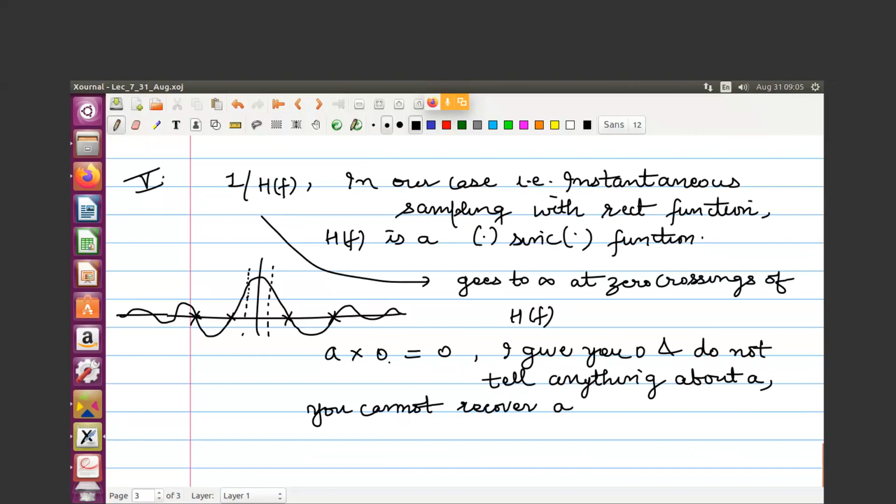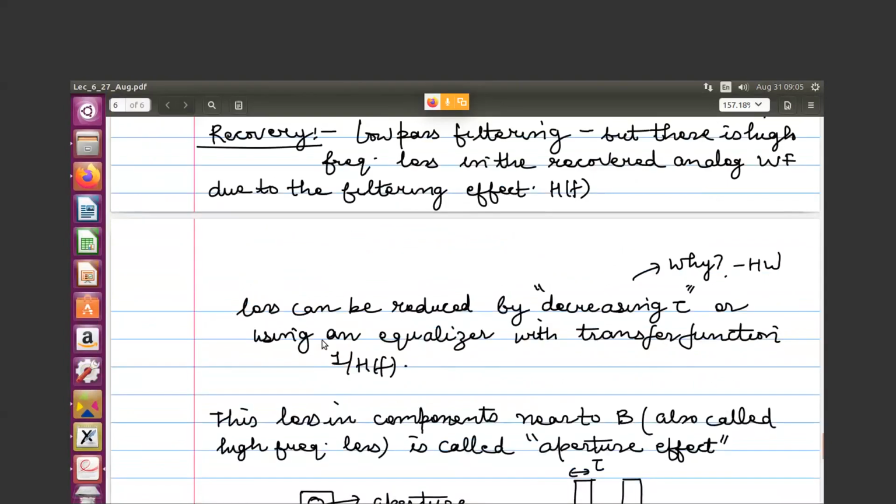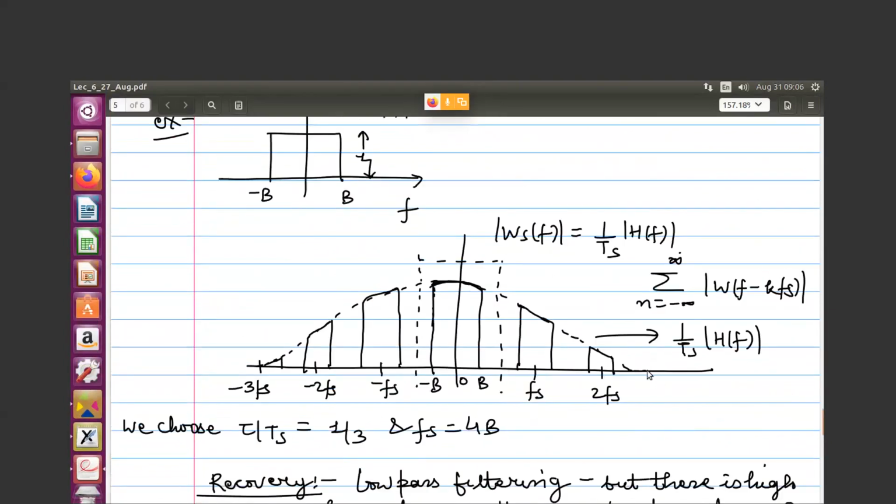Why? Because 0 reduces everything to 0. If I multiply anything with 0, it is 0. So if I try to recover anything from 0, it has infinite choices. So you cannot come to a conclusion about what was initially multiplied with 0. So hence, if the sinc filter has reduced something to 0, you can clearly see. Let us say if it has reduced this to 0, both sides, then I cannot recover back what was there.